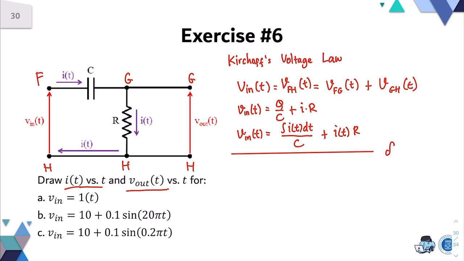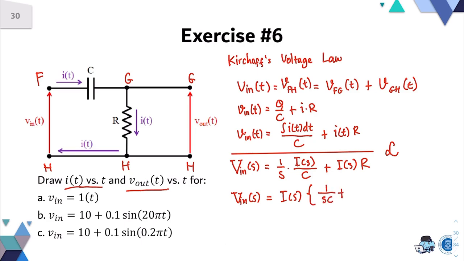Then we take the Laplace transform of the equation. It will be V in(s) equal to, the integral gives us 1 over s, and the constant is the same, 1 over C, plus I(s) R. Now let me collect the I(s). V in(s) equal to I(s) multiplied by 1 over sC plus R, so I'm writing RCs divided by sC, right?